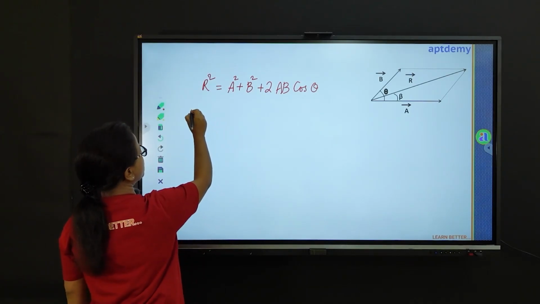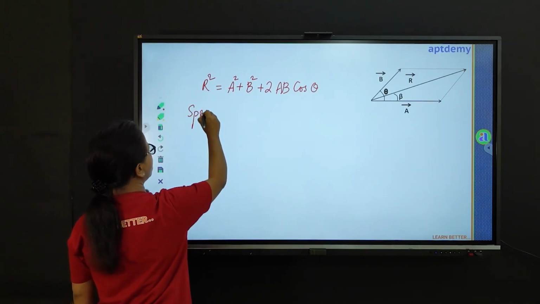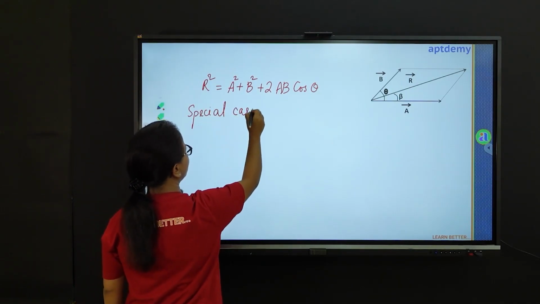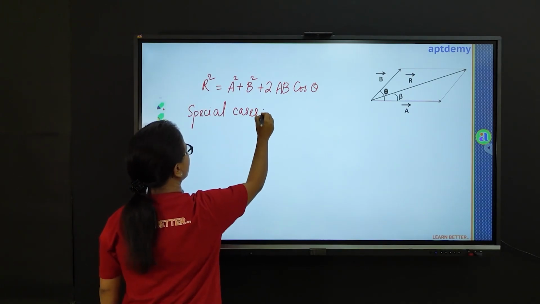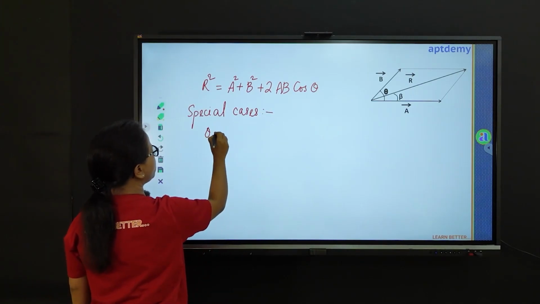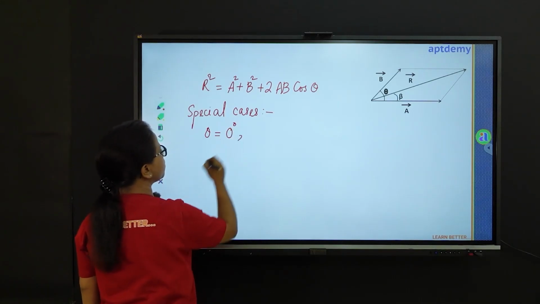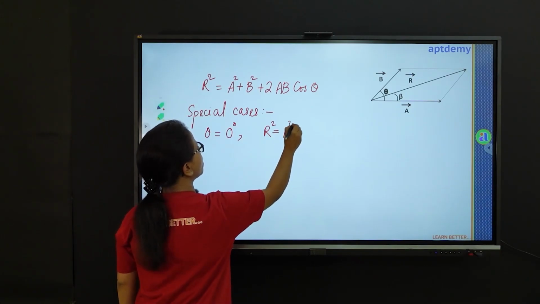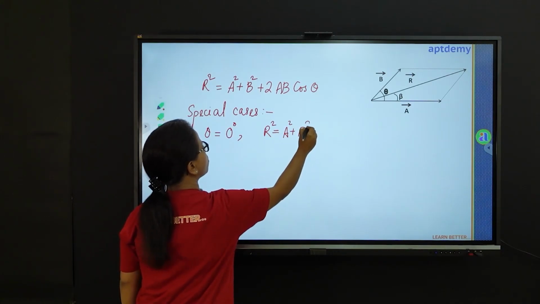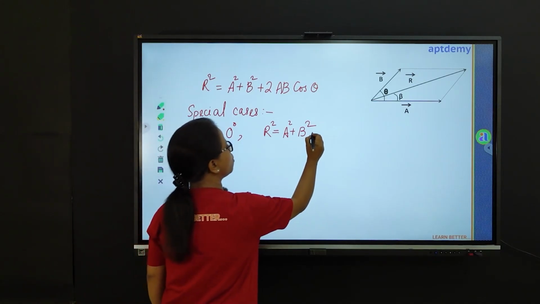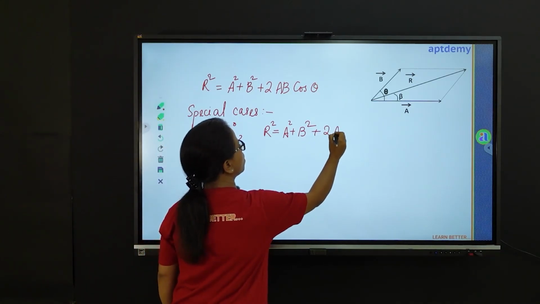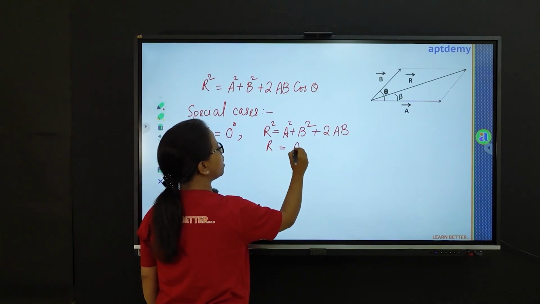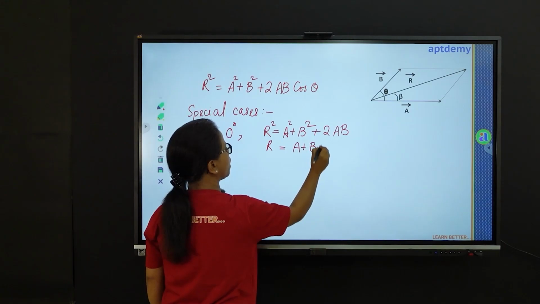The different special cases that we'll talk about here is when theta varies from 0 to 180 degrees. So if theta is 0 degrees, what happens to R? R square becomes equal to A square plus B square plus 2AB cos theta. Now what is cos of 0 degrees? Cos of 0 degrees is 1. So cos theta becomes 1 and we have R equal to A plus B whole square.